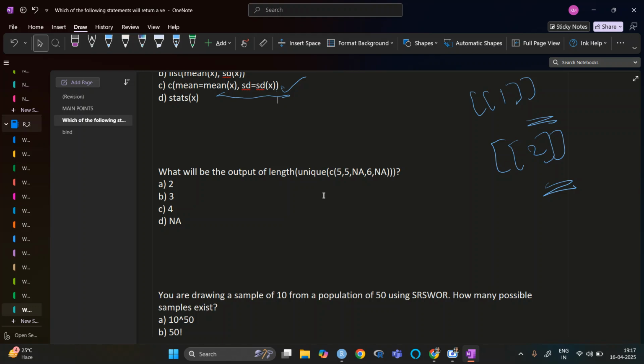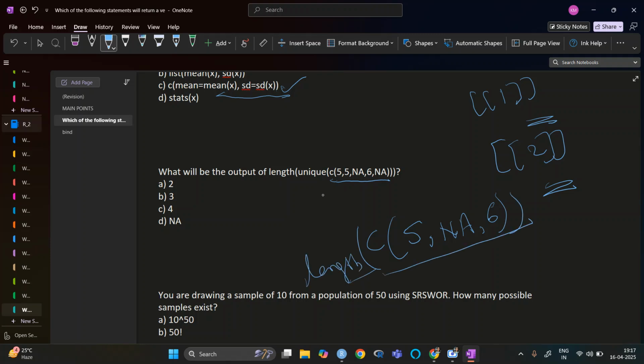So unique will give you the unique list of this. 5 is repeating 2 times, so its unique is 5. The NA is repeating 2 times, its unique is NA. The 6 is repeating 1 time, so this one is unique. Now if you take the length of it, its length will be 1, 2, 3. So this one will be 3.